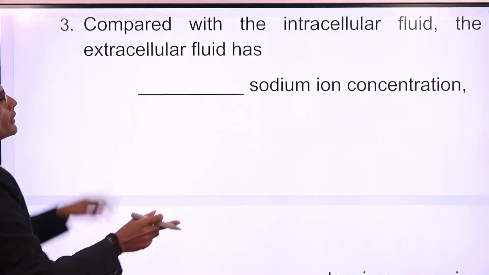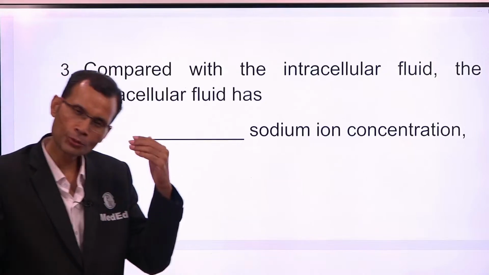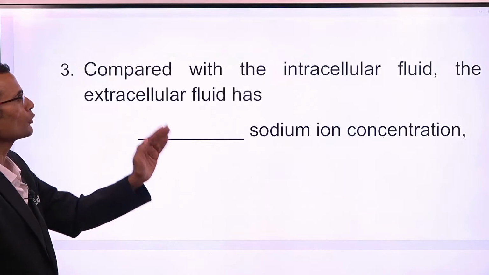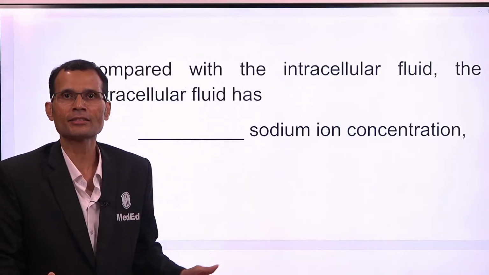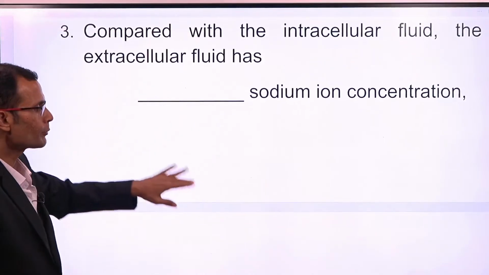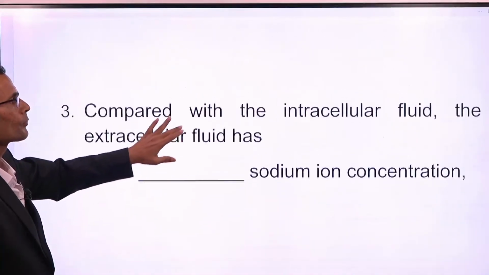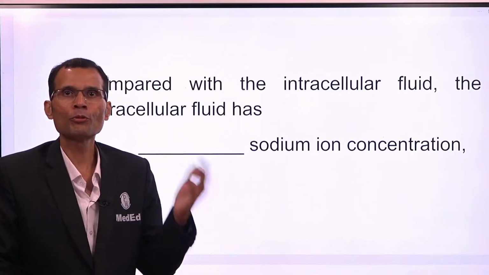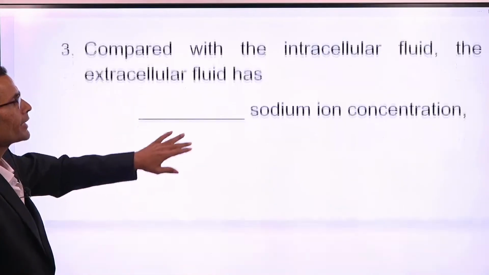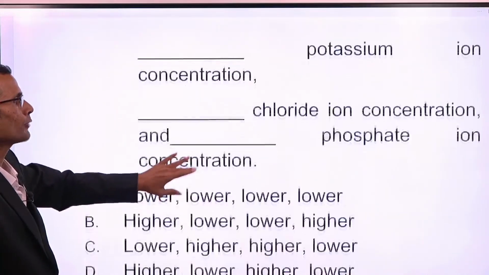Okay, now this also was done yesterday. Those who did attend yesterday's class may have seen this MCQ. Compared with the intracellular fluid, the extracellular fluid has what? The extracellular fluid has dash sodium concentration, potassium, chloride and phosphate concentration. The question is, in the ECF, which ion is more and which ion is less? They are asking about sodium ion, potassium ion, chloride ion and phosphate ion.